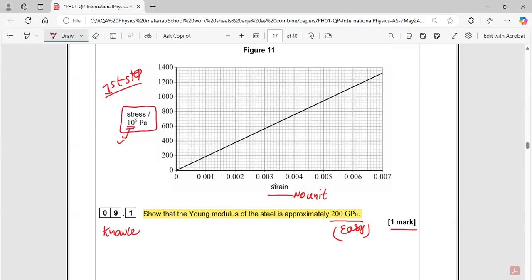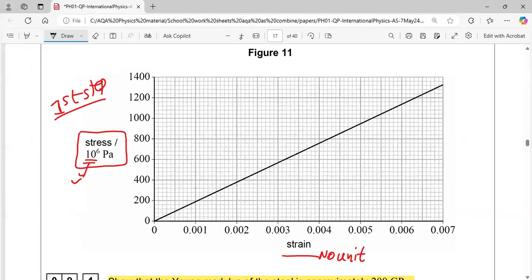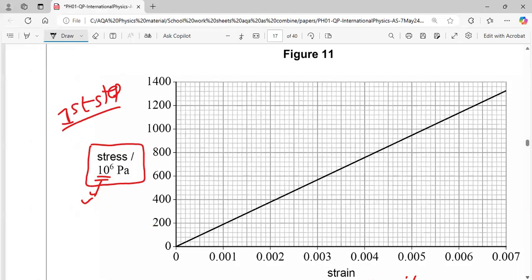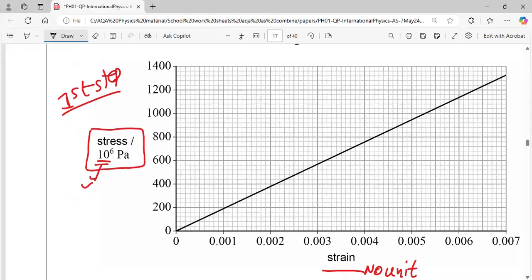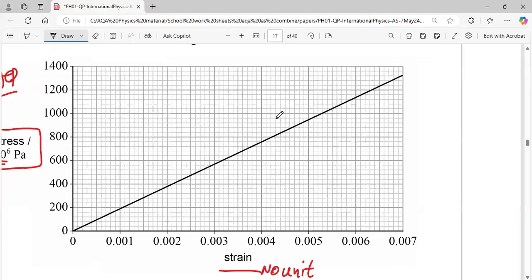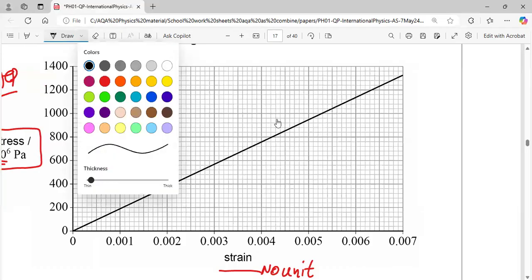So what is your knowledge about this graph? The Young modulus, which we denote with E, comes from the gradient of the graph. Why? Because it is equal to stress over strain, and stress over strain is the gradient of this graph. So all you need to do is to carefully look for the gradient. Let me just highlight it so that you can easily view this.